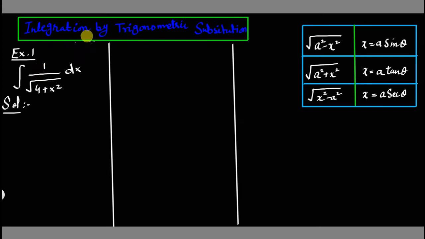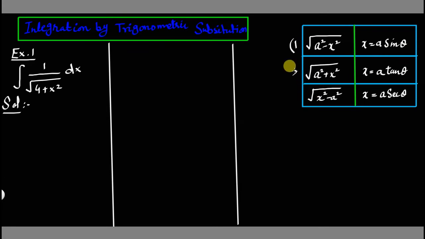Now we will start integration by trigonometric substitution. Before starting this article, we must know some particular substitutions. The number one substitution will be this one: whenever you have the square root of a square minus x square, you have to substitute x by a sin theta.